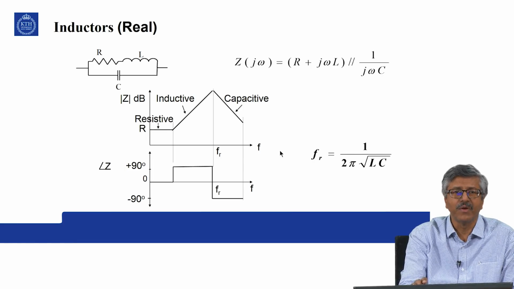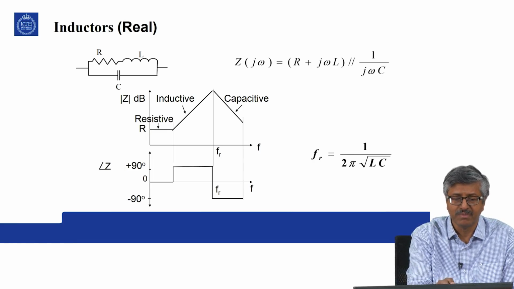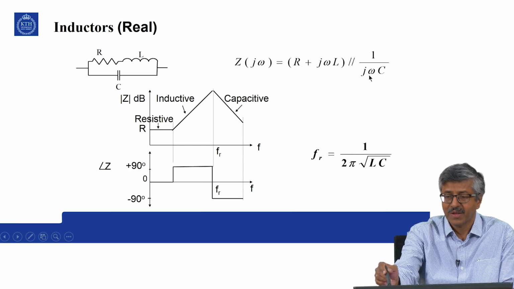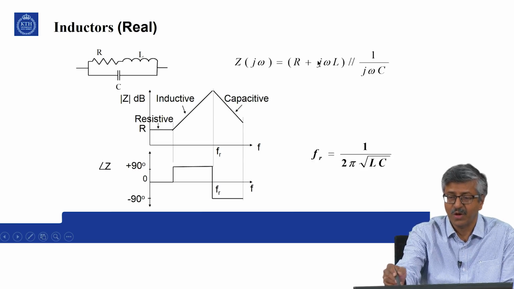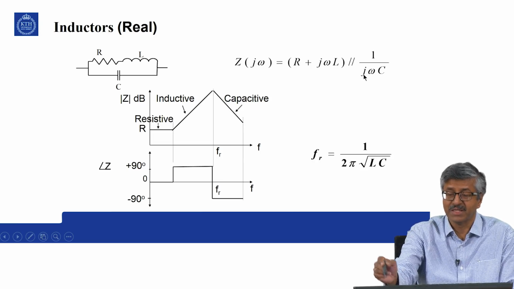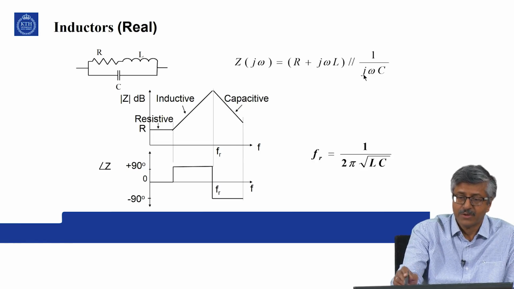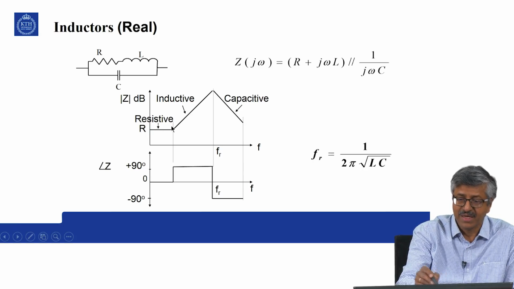So again, following the same exercise, starting from very small values, when omega is extremely small, this is small. So this is in parallel with this one, which is a high impedance. So this is the dominant one, and this parallel branch is not very dominant. It's almost like an open circuit. So initially it is R, then j omega L is dominating.